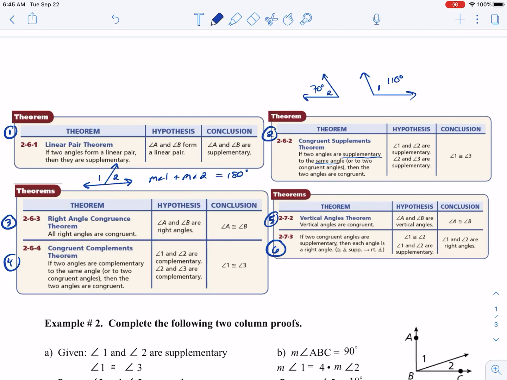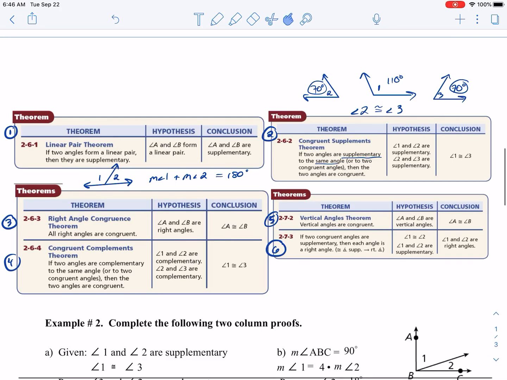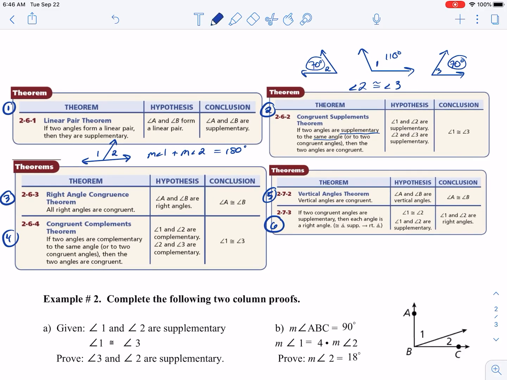Well, if we have another angle that's also supplementary to 1, like angle 3, then angle 3 would also have to be 70 degrees. So we could state that 2 and 3 must be congruent because they're supplementary to the same angle. Angle 2 is congruent to angle 3. And you can see that clearly right here, 70 and 70. Right? I'm going to skip ahead to 4 because 4 states the same thing but for complementary angles.